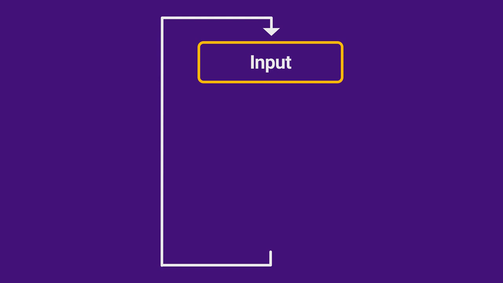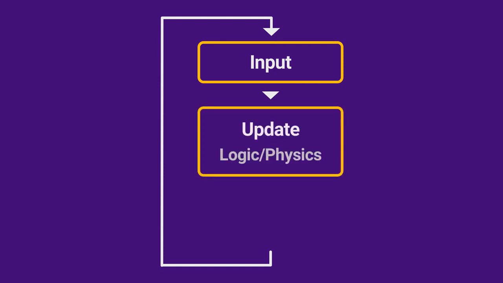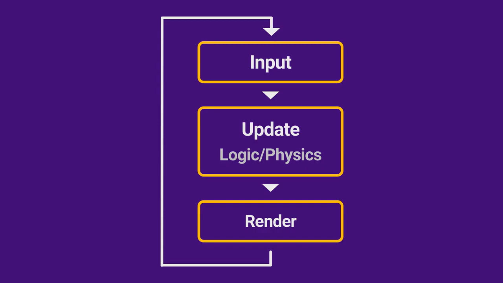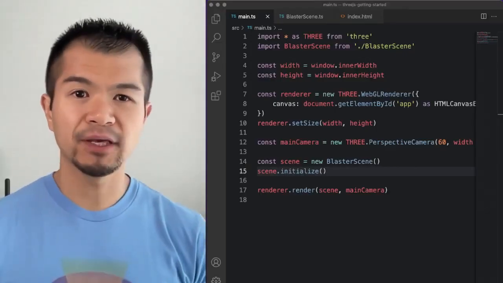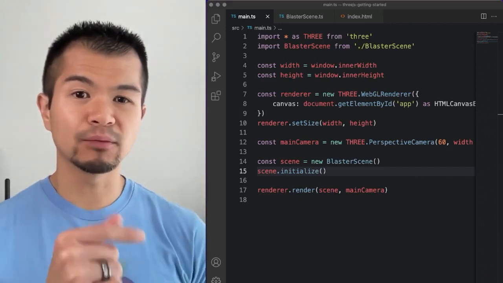First, we take in player input. Then we do our update. This could be our game logic or physics. The last thing we do is render everything. In our example, we've moved all our logic into the blaster scene, and rendering is handled by the WebGL renderer.